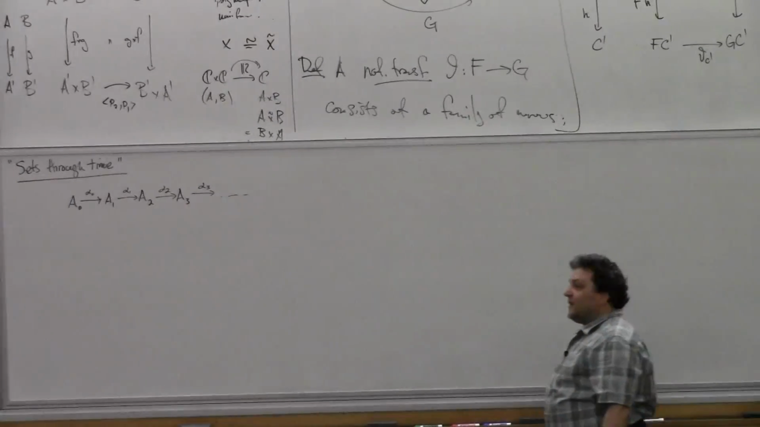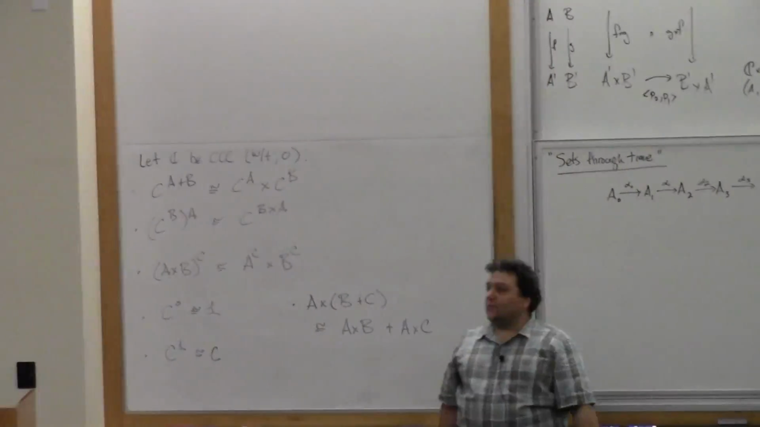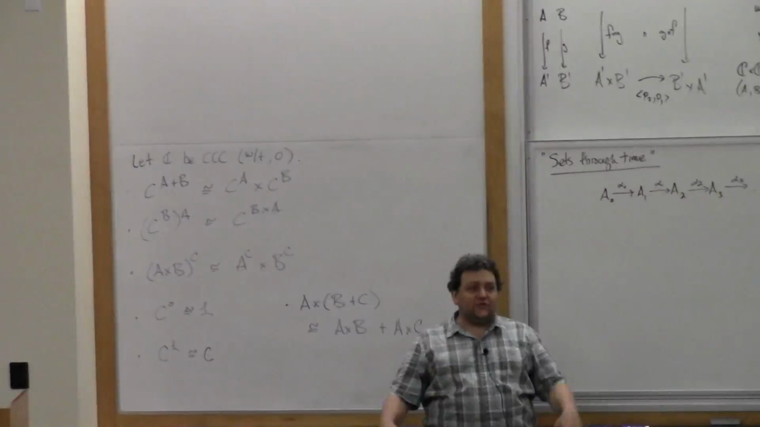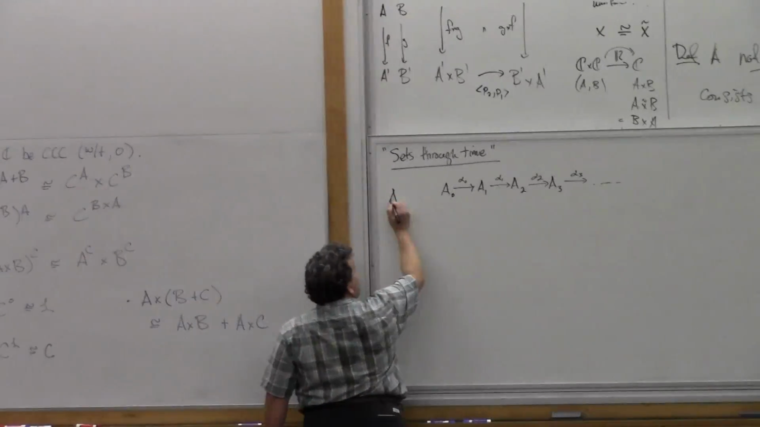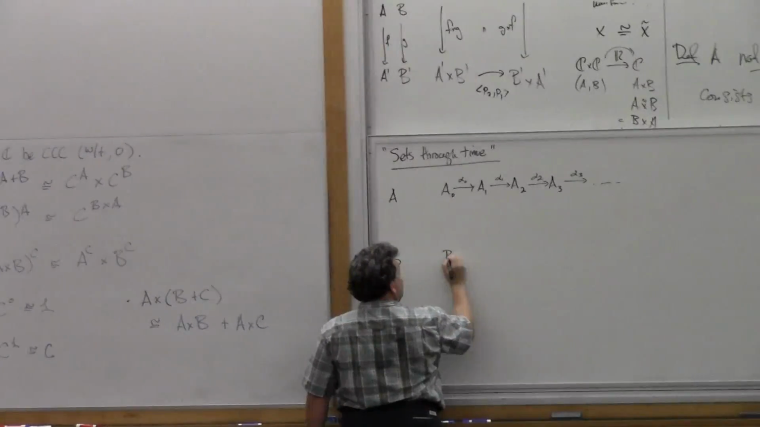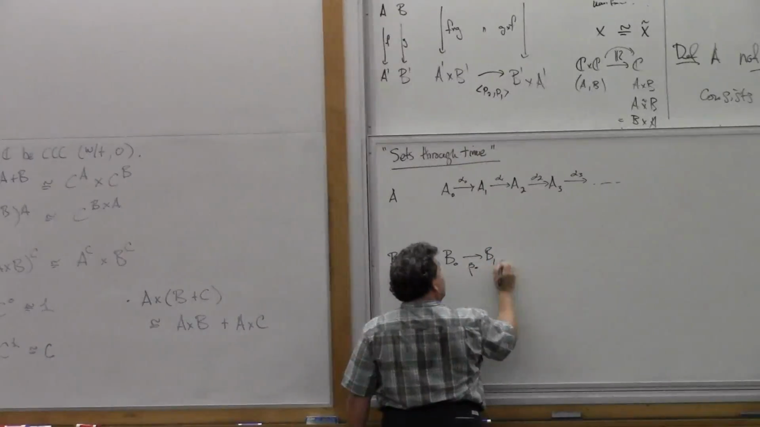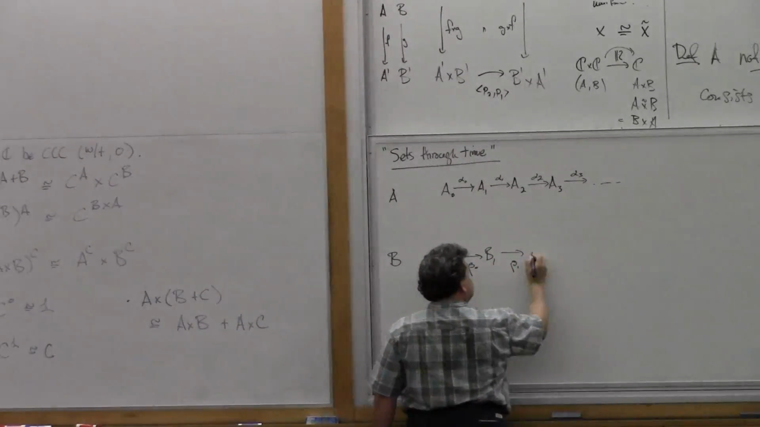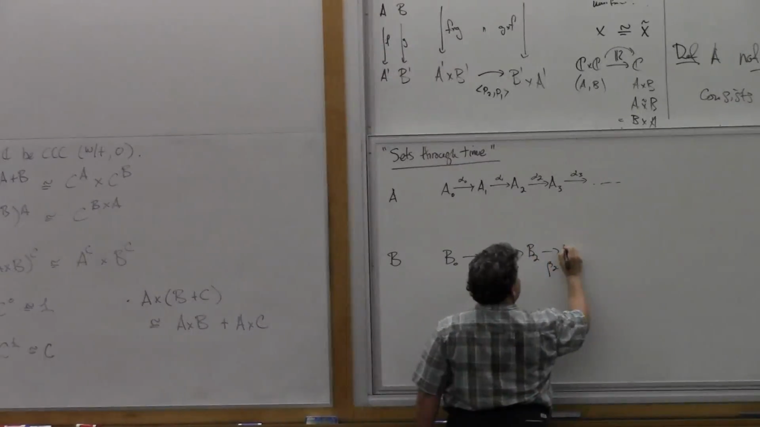So one good way of making a category of sets through time, we want to make arrows between them. What should be a function between two sets through time? So here's one, A. That's a set through time. And here's another one, B. So that looks like this. B0, beta 0, B1, beta 1, and so on.